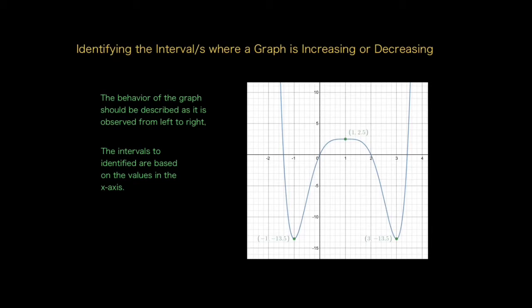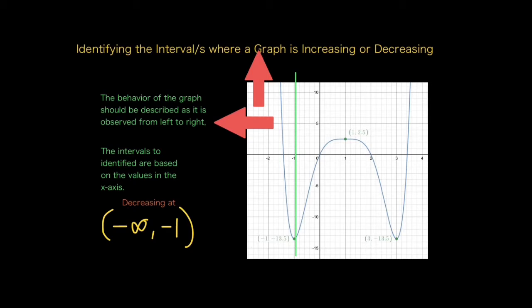The intervals to be identified are based on the values in the x-axis. This is where most of the students are confused. Take note, the values that we need are the values on the x-axis. From our example, let us note the limitation of the graphing paper. At this point, we should understand that this will be going to positive infinity. And as we go to the left, the x values are also getting smaller and smaller to the negative infinity.